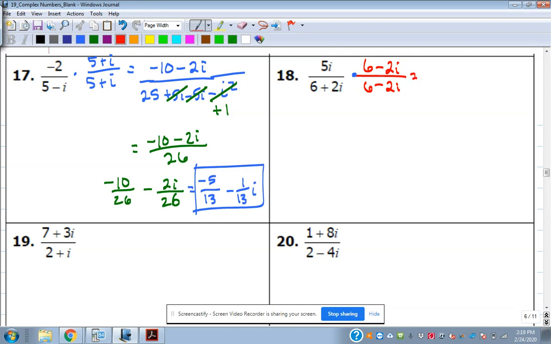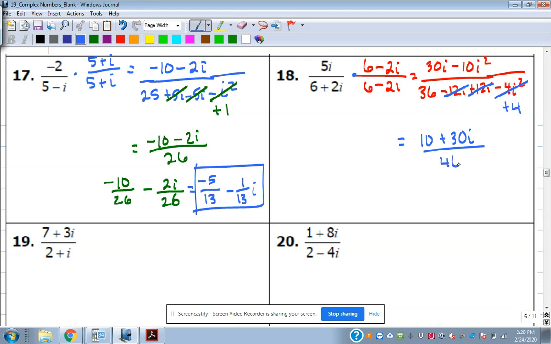Top part, distribute. 5i times 6 is 30i. 5i times negative 2 is negative 10i squared. On the bottom, 6 times 6 is 36, minus 12i plus 12i minus 4i squared. I'm just distributing the 6, then I distributed the positive 2i. Cancel out the stuff in the middle. The top part's going to be 10 plus 30i. And on the bottom, it ends up being plus 4, so that's going to be 40 on the bottom. Split it apart and simplify. So 1/4 plus 3/4 i.